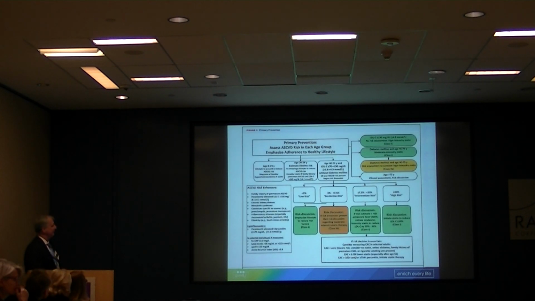Here is another algorithm, which was from the 2019 American Heart Association guidelines, and again, you can see that essentially for this intermediate group, consider measuring CAC for improved risk stratification. If it's equal to 0, then it lowers their risk. If it's greater than 0, then it definitely moves towards favoring a statin.